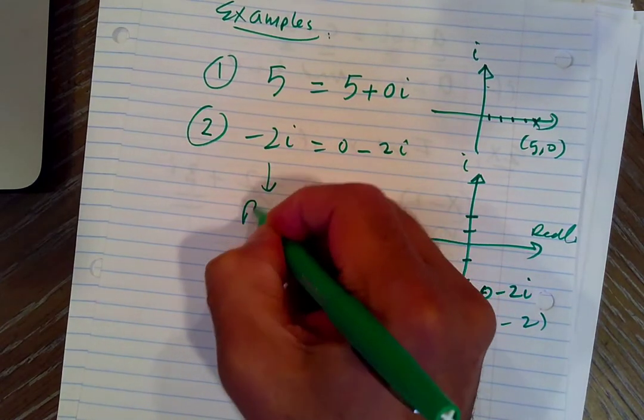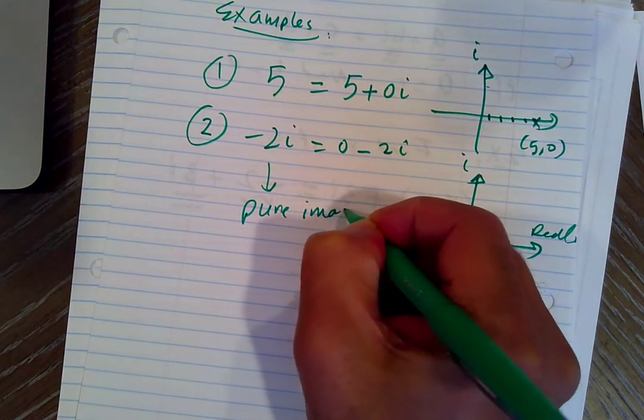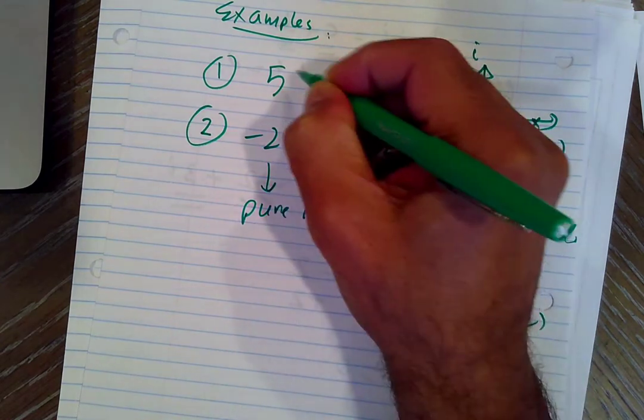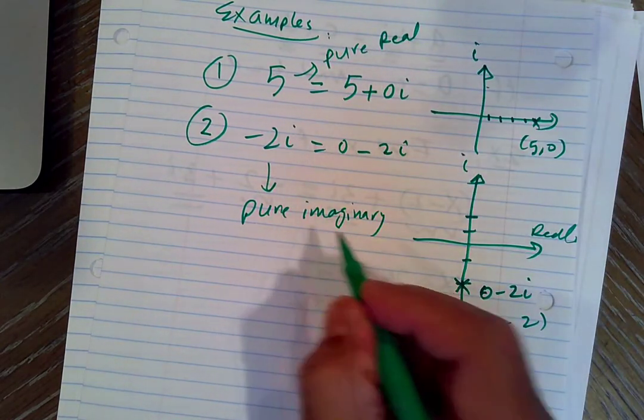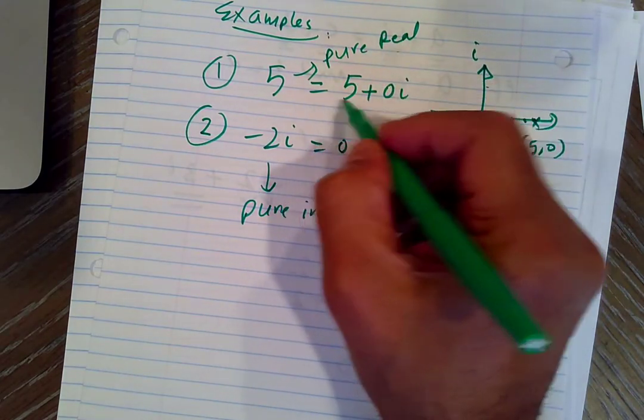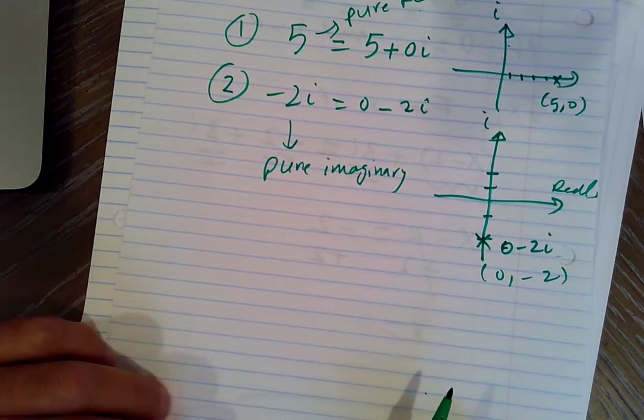So this is called pure imaginary. It's like having a point on the y-axis, and this is called pure real. Again, pure imaginary because it doesn't have a real part. Pure real, it doesn't have an i part, or the i part is 0.